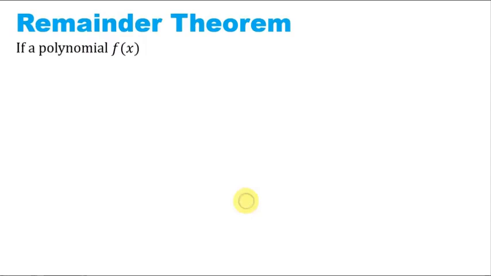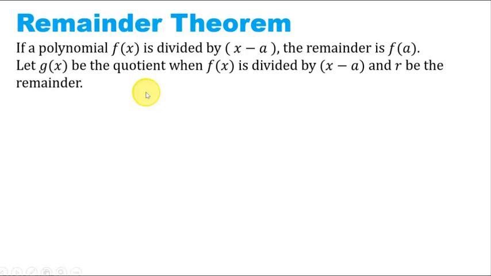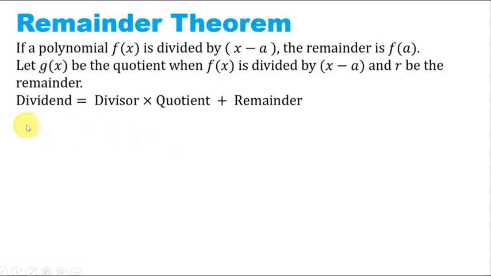Remainder theorem. If a polynomial f(x) is divided by x minus a, the remainder is f(a). Let g(x) be the quotient when f(x) is divided by x minus a and r be the remainder, then see this expression here. You have learned this type of expression. Dividend is equal to divisor into quotient plus remainder. Now substitute the values. Dividend is f(x), which is the polynomial. Divisor is x minus a. The quotient is g(x). The remainder is r.